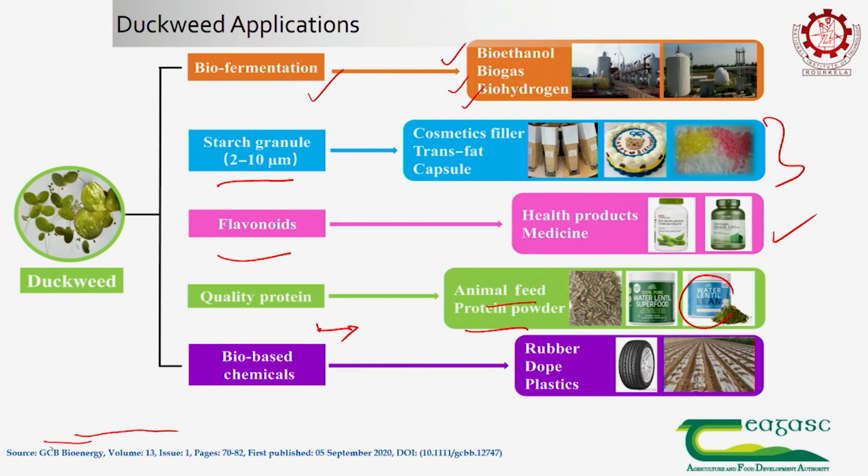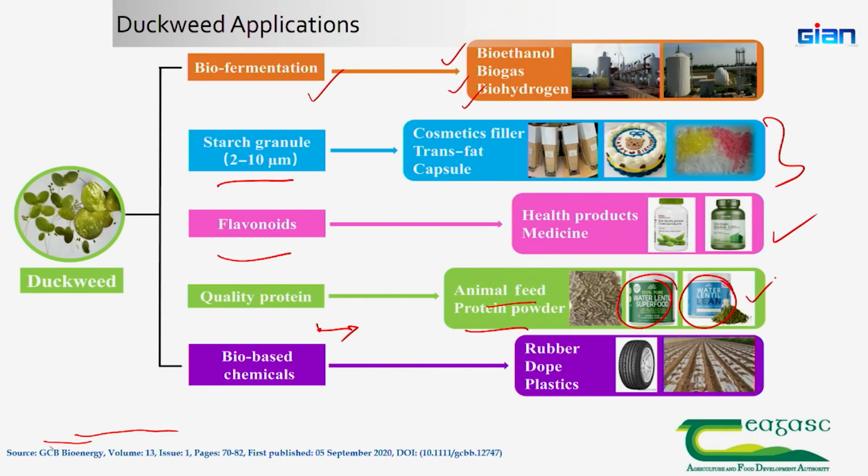And these are some of the brands which are sold as water lentil. What is the lentil? Masoor. What's the botanical name? Lens esculenta. So in the same way, this is water lentil powder. Then again, other chemicals for different applications.